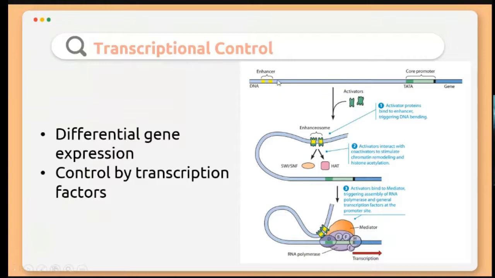So what happens is that yung merong activators na tinatawag, and the activator proteins, they bind to the enhancer, triggering DNA bending. And DNA bending, what happens here is that the activators, they interact with co-activators to stimulate chromatin remodeling and histone acetylation. So, ito, remember, ay epigenetic factors, chromatin remodeling and histone acetylation, to expose your DNA. So, kapag na-expose mo na yung DNA mo, yung activators, they bind to mediator triggering assembly of RNA polymerase and general transcription factors at the promoter site.